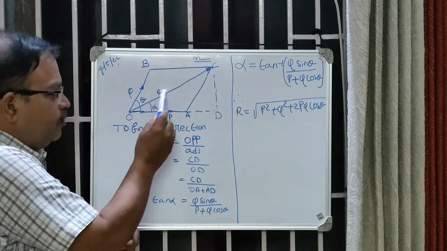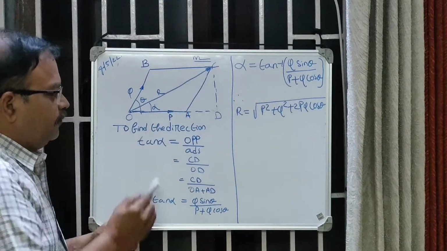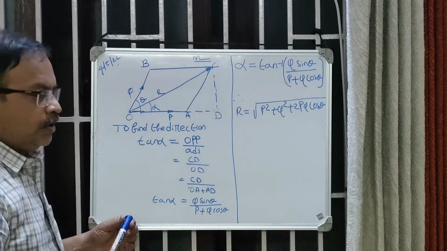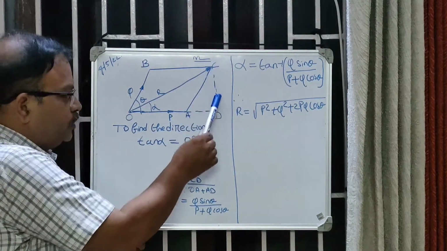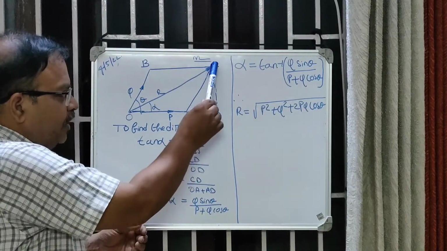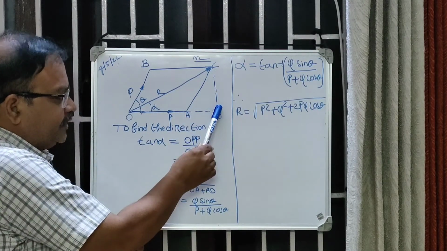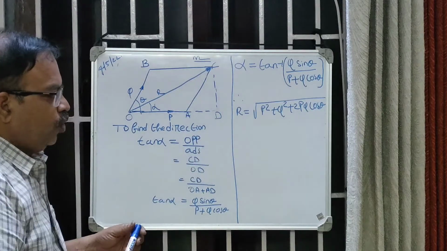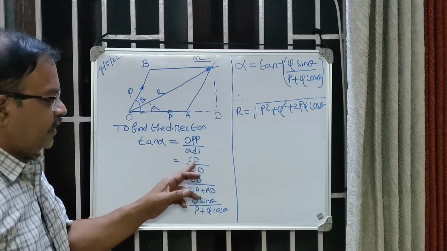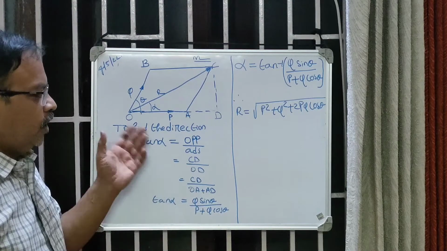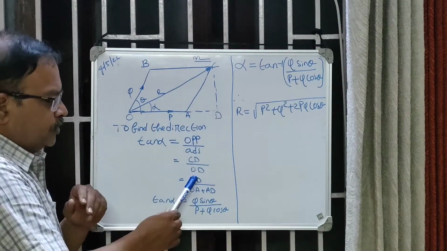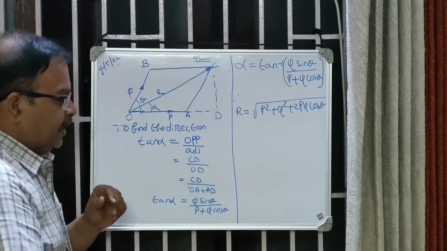Now the angle made by the resultant is alpha. We are going to find tan alpha. So tan alpha is nothing but opposite by adjacent. So what is the opposite side of the triangle? It is CD. What is the adjacent side of the triangle? It is OD. So opposite by adjacent, so CD by OD. Now this OD can be written as OA plus AD. So CD divided by OA plus AD.